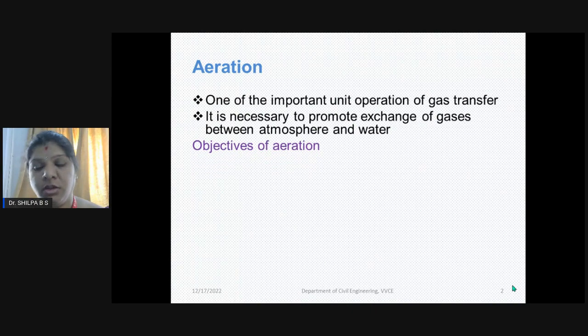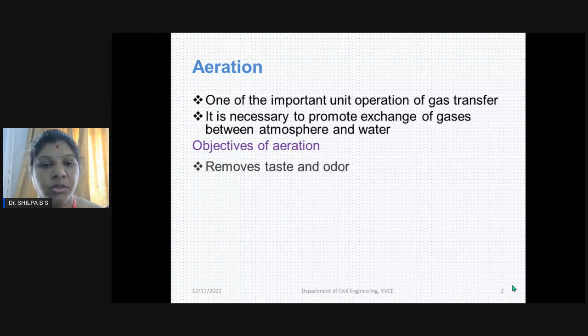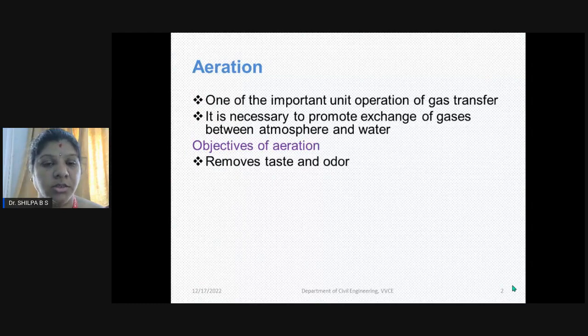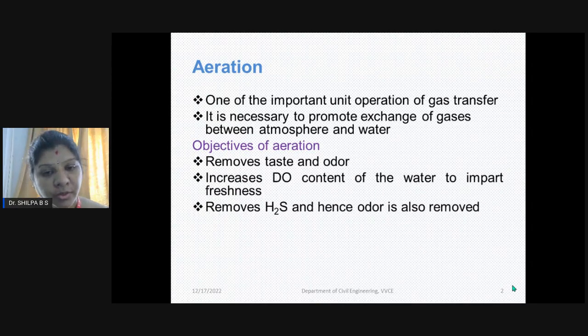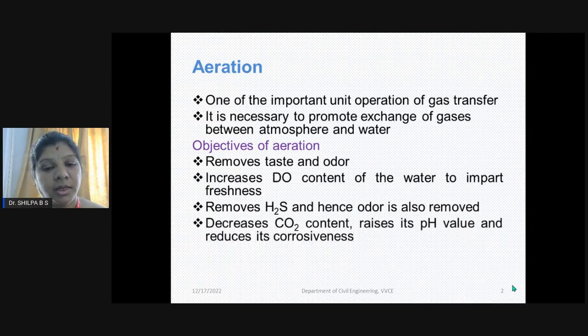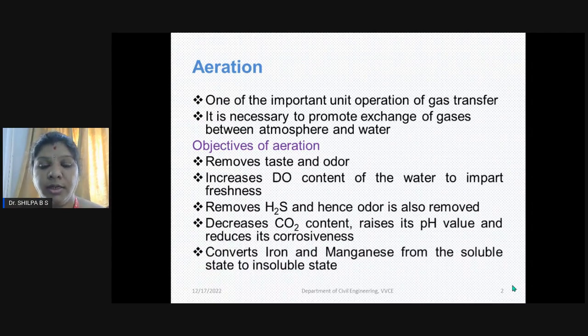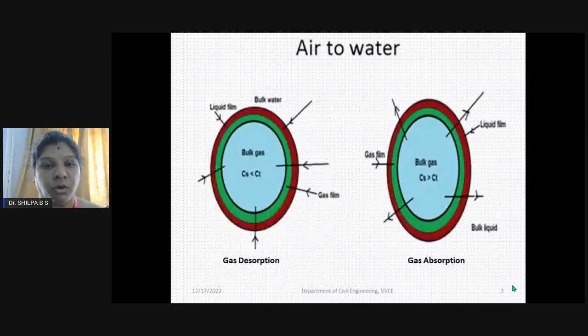The important purposes for which we need to do aeration are to remove taste and odor, to increase the DO content, to remove hydrogen sulfide, to decrease the carbon dioxide content, to convert iron and manganese from the soluble state to the insoluble state, and also to mix chemicals with the water.